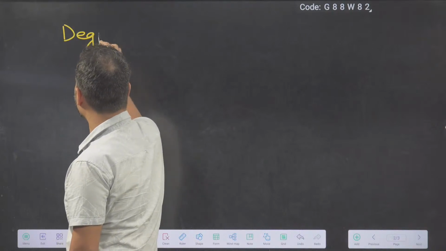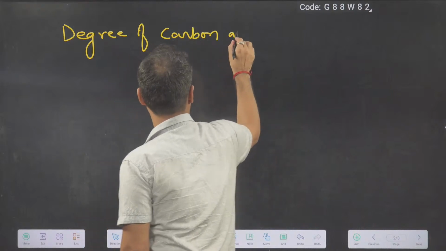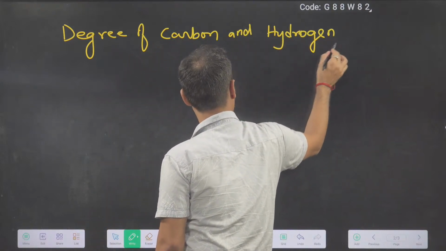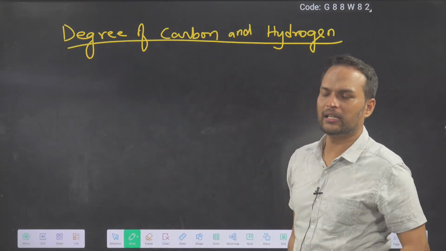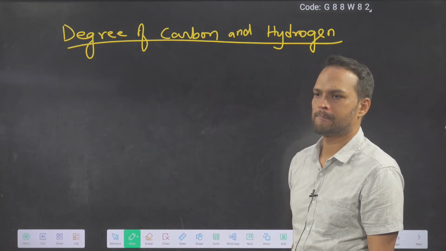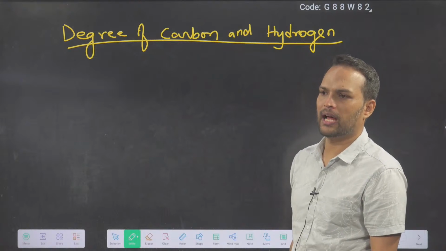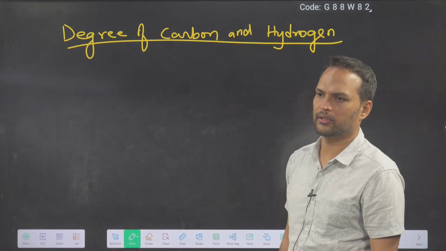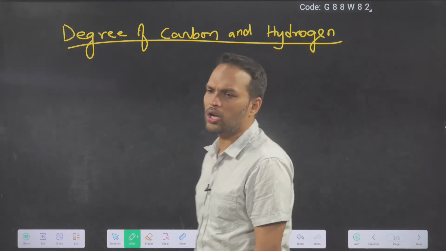So our next topic today is degree of carbon and hydrogen. Clear? Degree of carbon and hydrogen. And periodic table from last week's syllabus. Correct. Okay, done. So let's talk about degree of carbon.